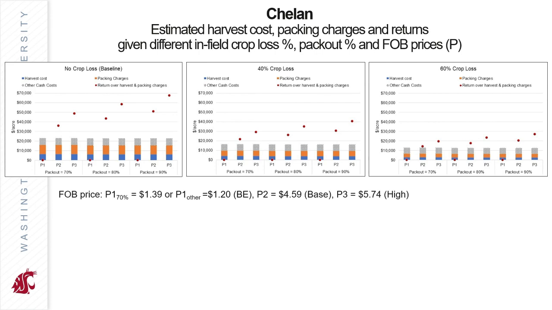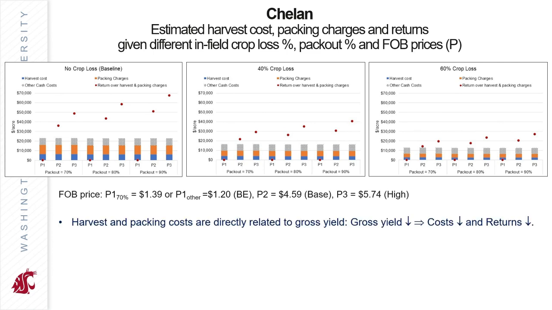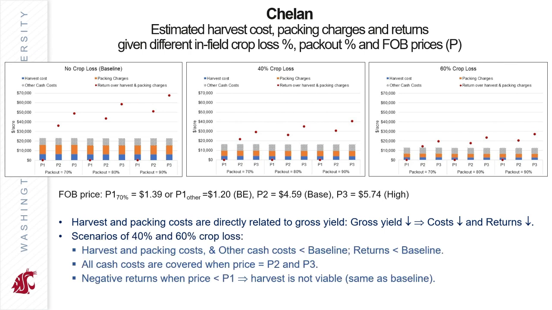In this slide, we show the other crop loss scenarios for Chelan. The results emphasize the direct relationship between gross yield and costs, such that when gross yield decreases, costs decrease, and the returns decrease as well. Under the scenarios of 40% and 60% crop loss, the harvest and packing costs and other cash costs are lower than the baseline, and so are the returns.